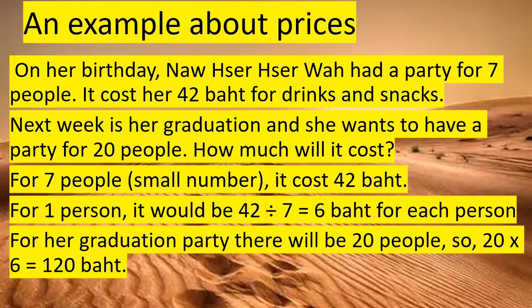So for 7 people, the small figure, it costs 42 baht. So for one person, it would be 42 divided by 7 equals 6 baht for each person. For her graduation party, there will be 20 people. So 20 times 6 equals 120 baht. That's what it'll cost her for her graduation party.